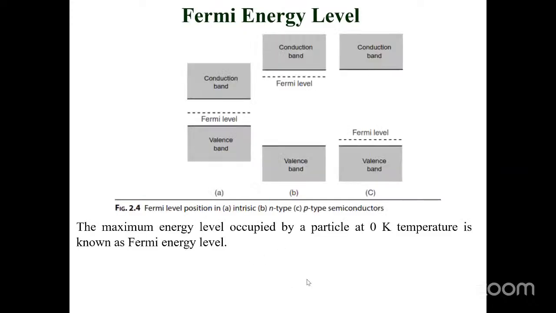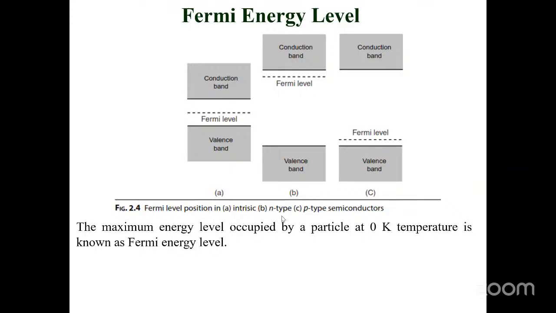The maximum energy level which can be occupied by a particle at 0 Kelvin temperature is known as Fermi energy. First is the intrinsic, pure type of semiconductor. There the Fermi level is in the middle, between the valence band and the conduction band. How many electrons are there, those many holes are there.